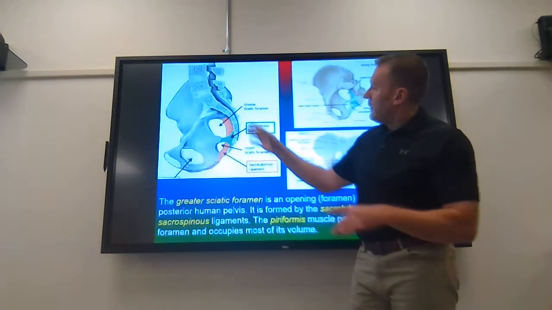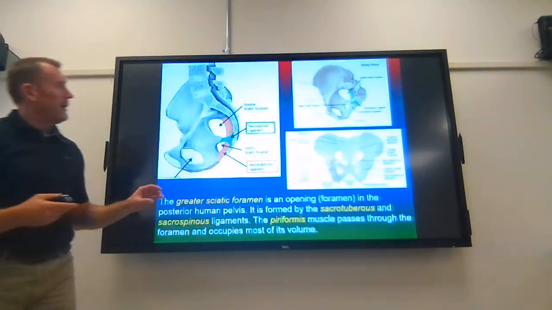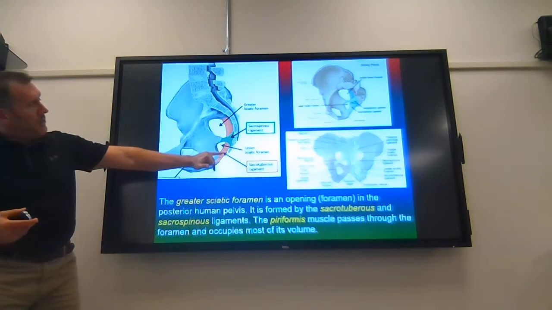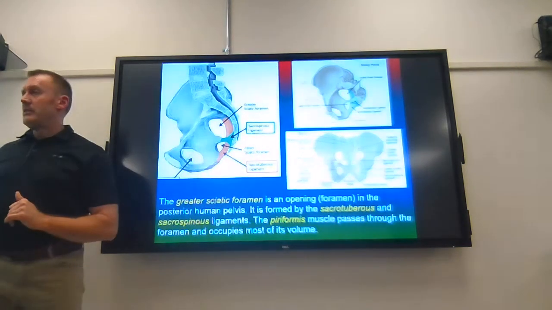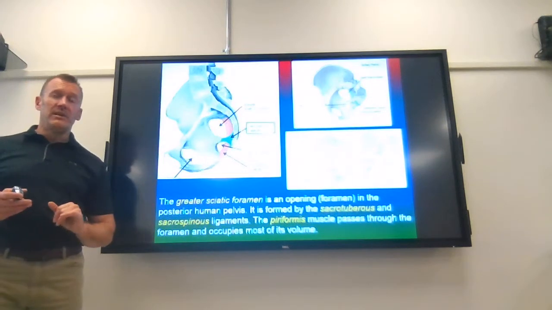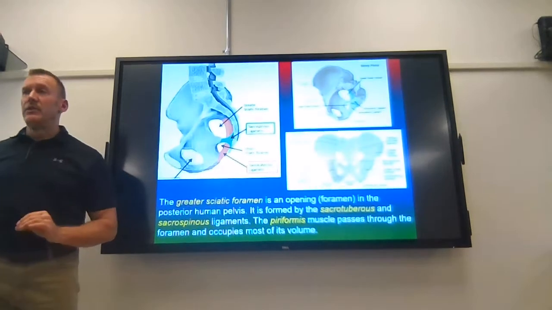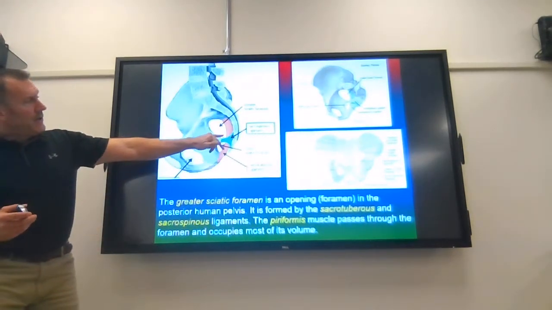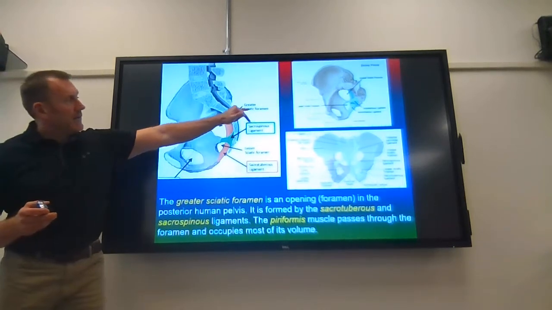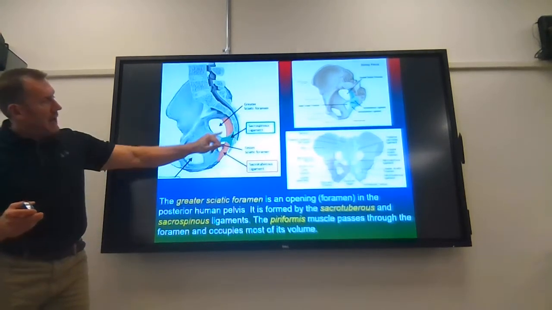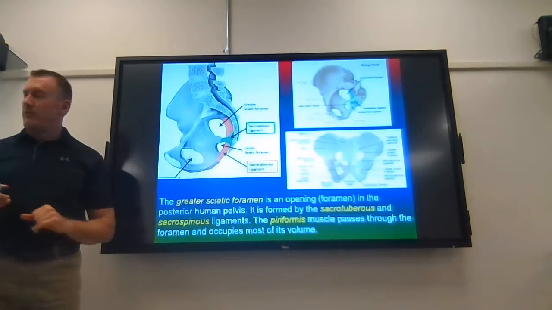Now going forward, if we start to add some ligaments, the ligament on the back, which is more longitudinal, is called the sacrotuberous ligament. That's the first ligament that you need to memorize. You want to highlight that in your notes. The other ligament that forms this greater sciatic foramen is the sacrospinous ligament. Its fibers are more horizontal.